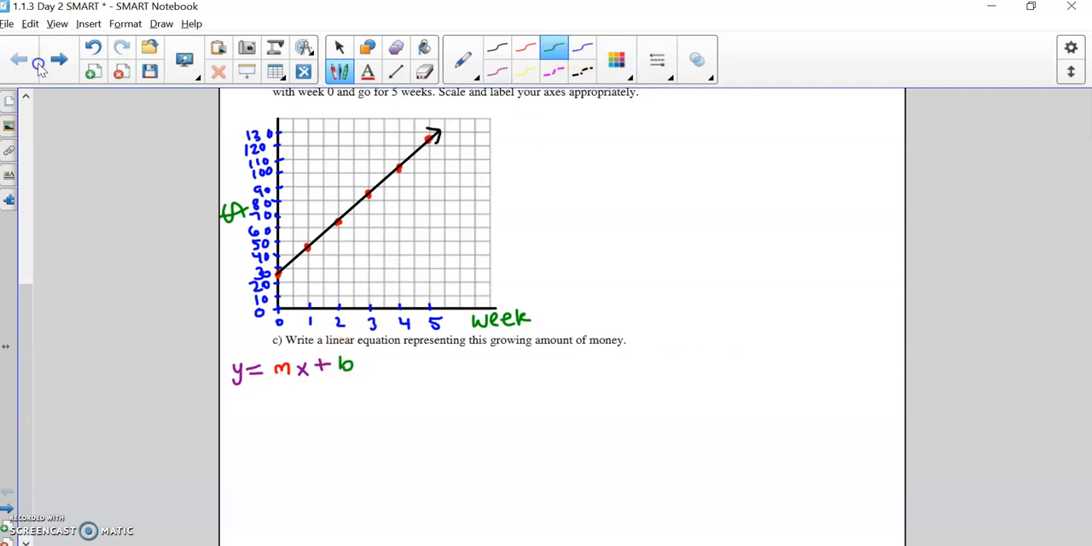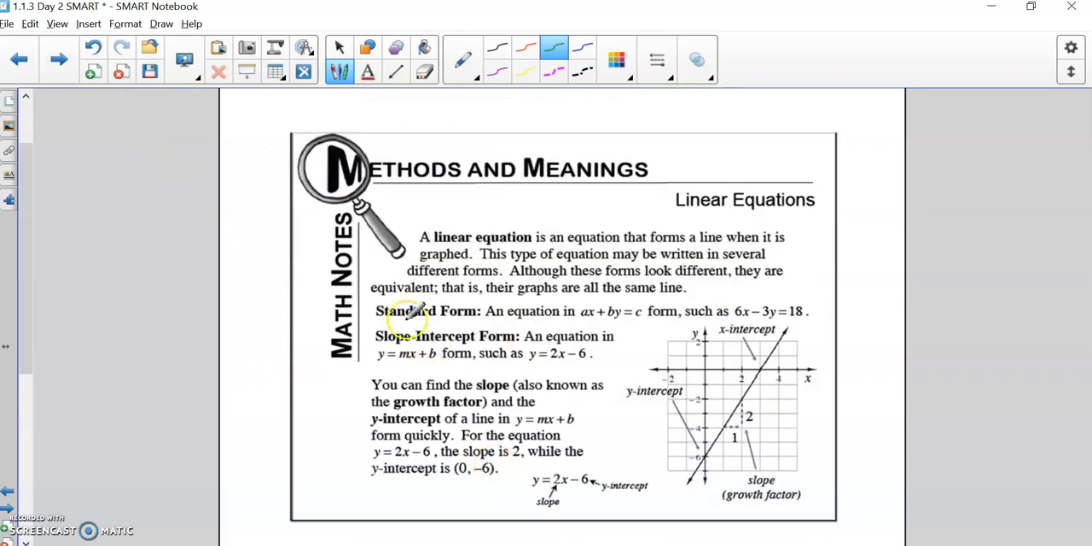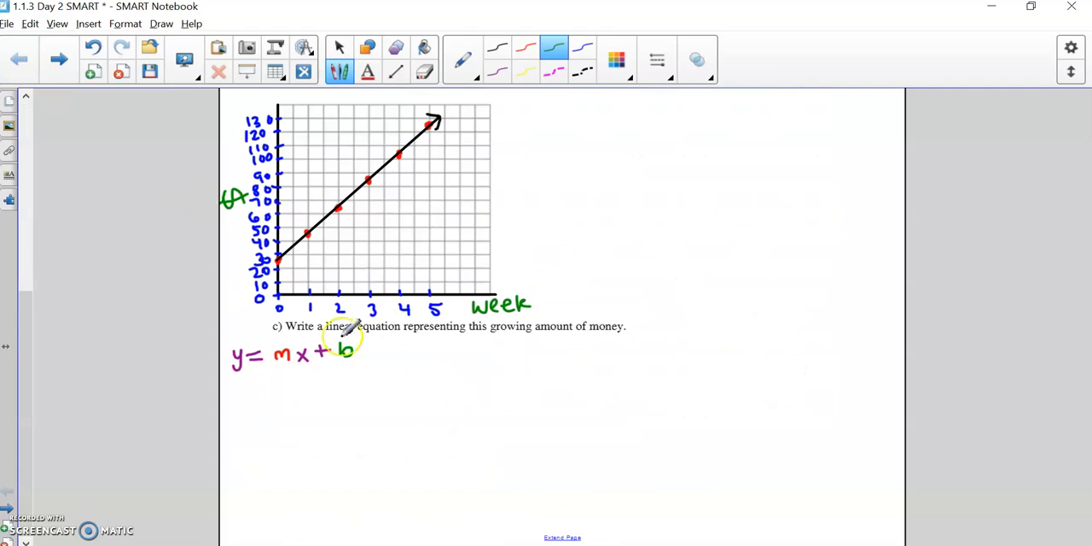Now, I've included a really nice detailed note page here on the second page, so please refer to that later if you have more questions about slope-intercept form, but for now I'm just going to give you the crash course. So step 1, let's go ahead and find m.